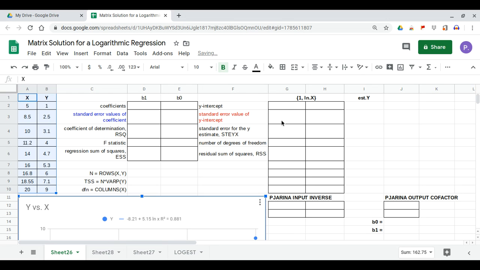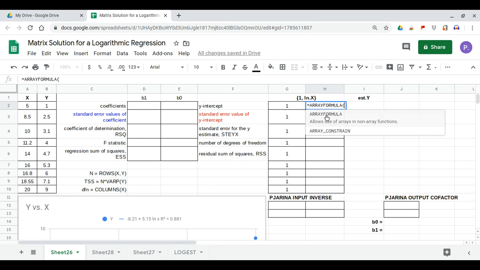and start with the 1x matrix. Because the format is ln, the x will be ln. It's a 1 ln x matrix. So we start with the 1 column, followed by the ln x column. It's equal to the formula ln of the x values.